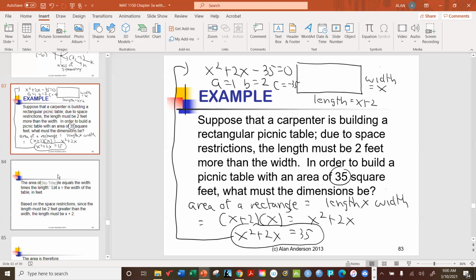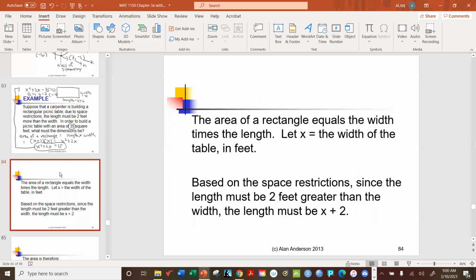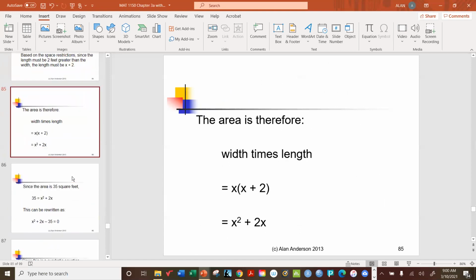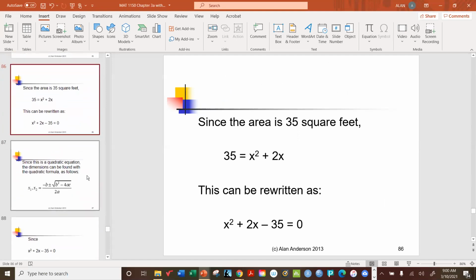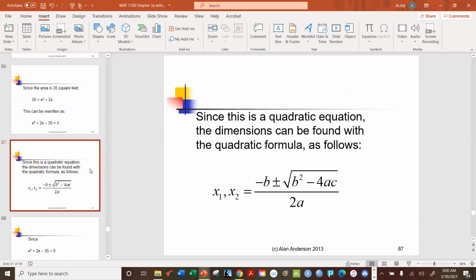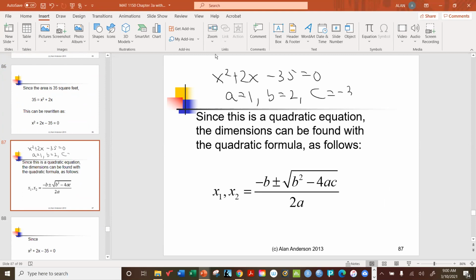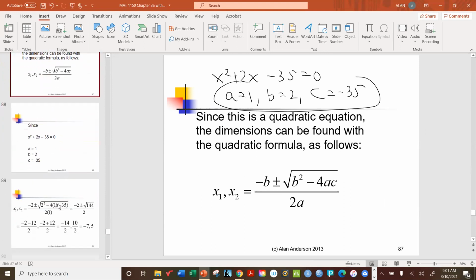There's just one wrinkle that we'll run into. What is that wrinkle? All right, let's find out what the wrinkle is. Let's plug everything in here. Okay, so remember our equation was x squared plus 2x minus 35 equals 0, which implies that a is 1, b is 2, c is negative 35.